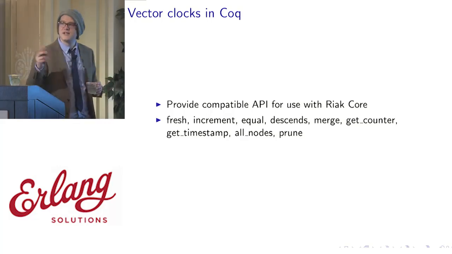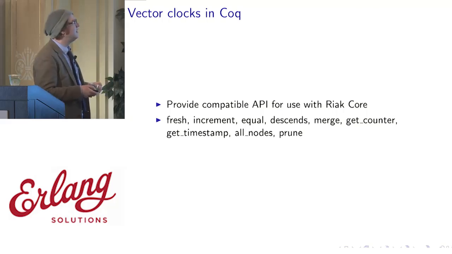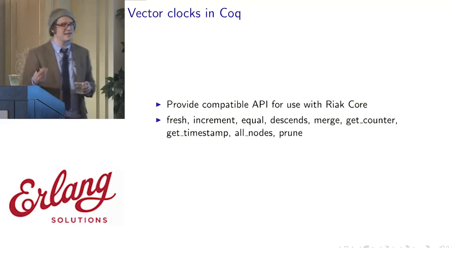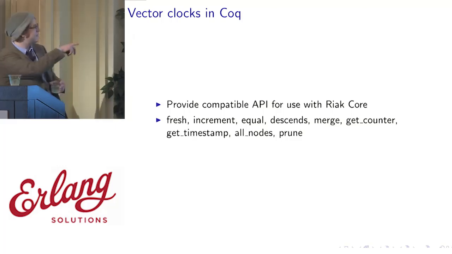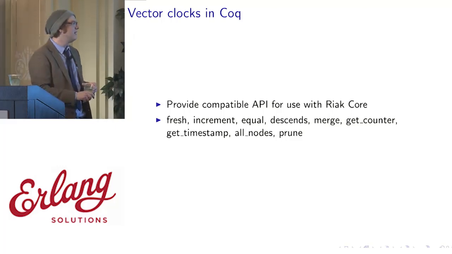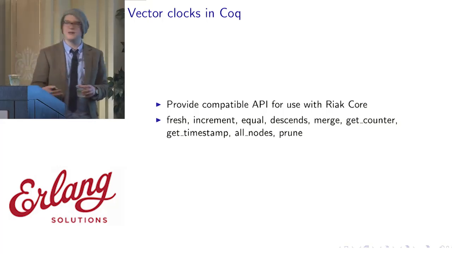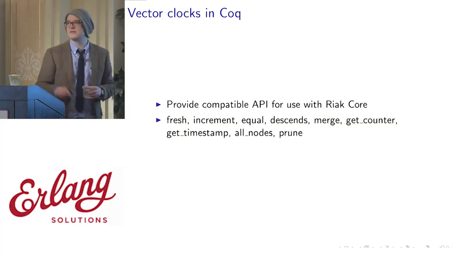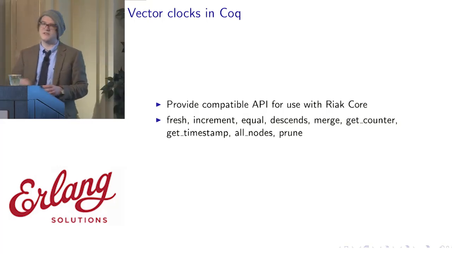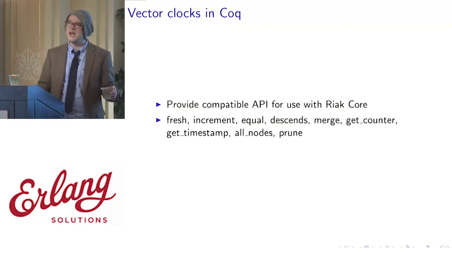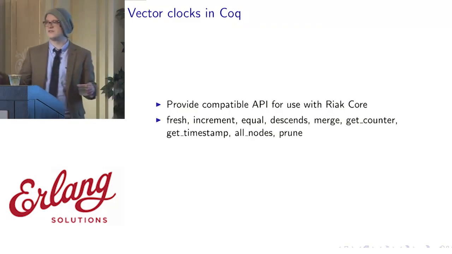A merge function to take 2 vector clocks and combine them. A get counter, which basically says, given an actor, I'll tell you what the counter is currently at. Given an actor, I can tell you what the timestamp's at with get timestamp. A method to return all of the nodes that have been involved in updates on that vector clock. And then a mechanism to prune the vector clock. So based on a given timestamp or a series of given timestamps, I know how to remove certain entries from that vector clock.